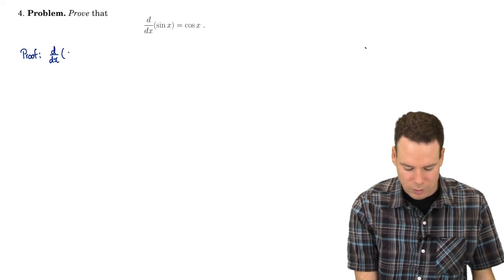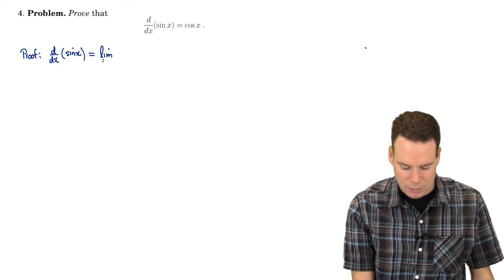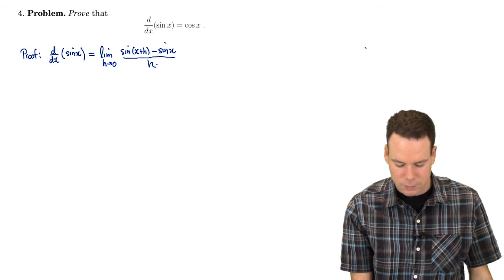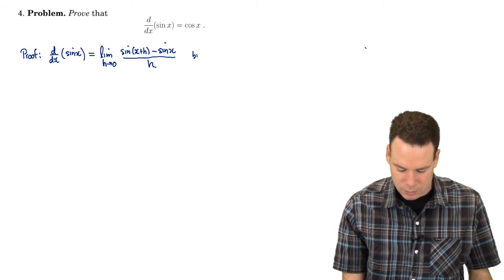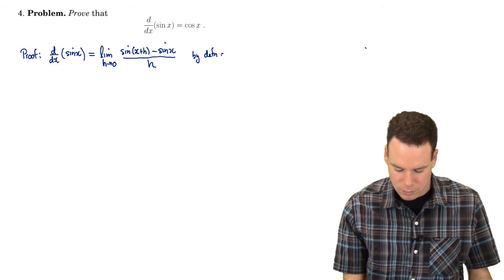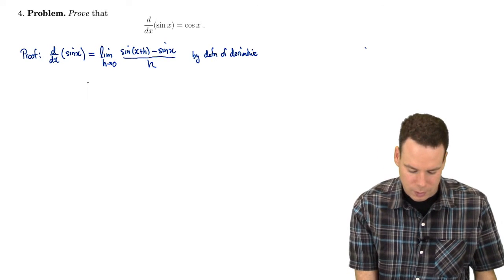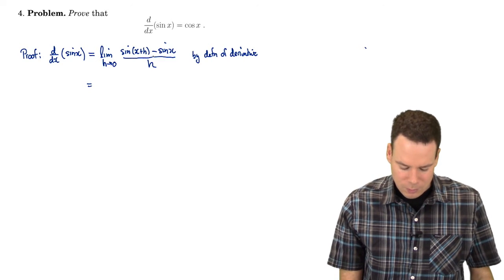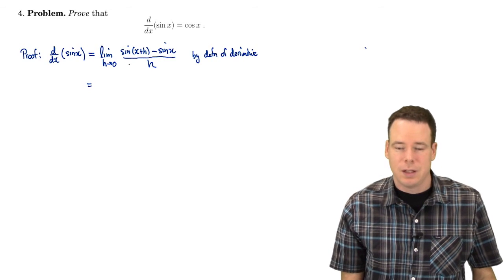So we're going to look at the derivative of sine of x. It's the limit as h goes to 0 of sine of x plus h minus sine of x, all over h. So that is the definition of derivative. Now I want to compute this limit.